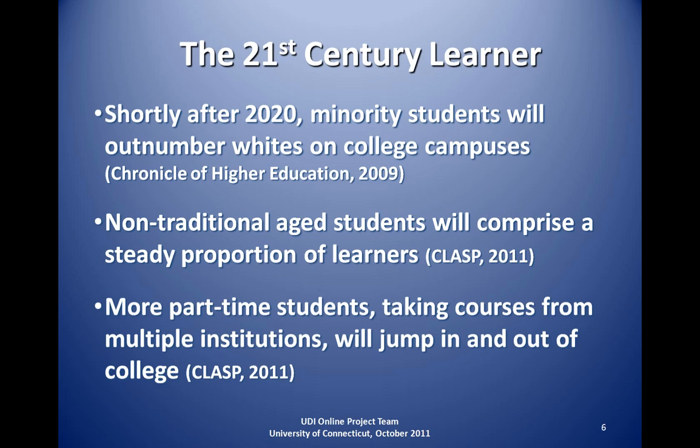According to the literature and statistics collected by the government in a variety of studies, today's typical student was the non-traditional student of the past. Now, what do I mean by that? Shortly after 2020, minority students will outnumber whites on college campuses. Non-traditional age students, meaning those older than what we typically associate with a traditional student, meaning 18 to 24-year-olds, will comprise a steady portion of college students. And more students will be taking classes part-time from multiple institutions while also juggling multiple responsibilities, including work and family.